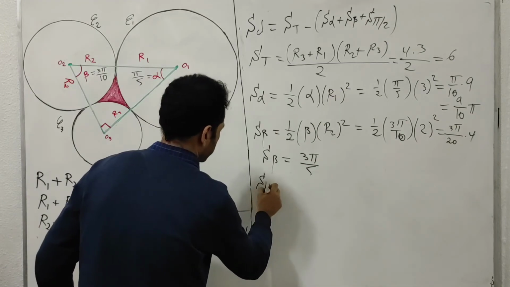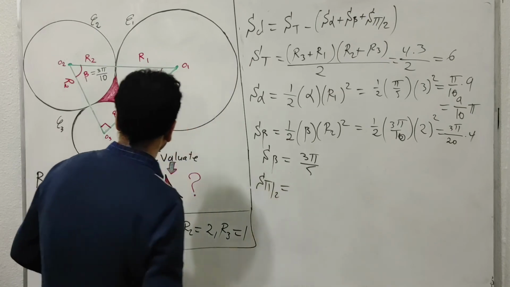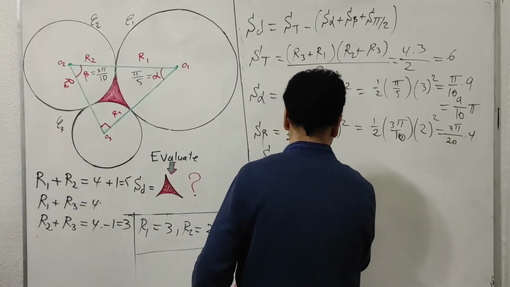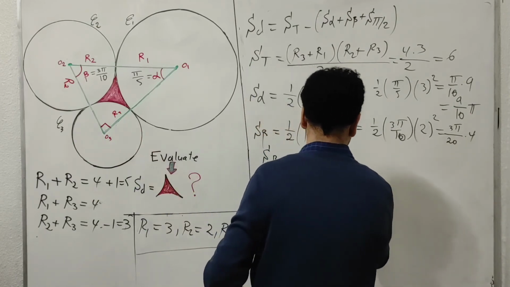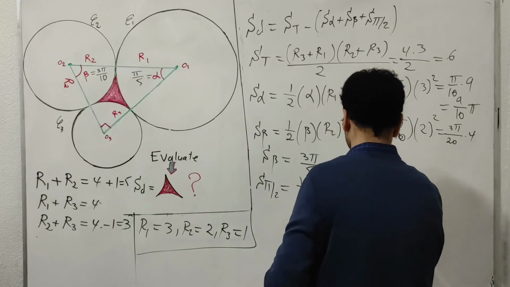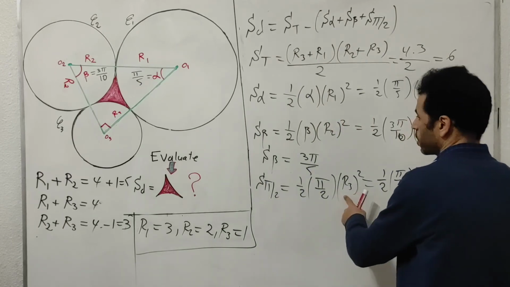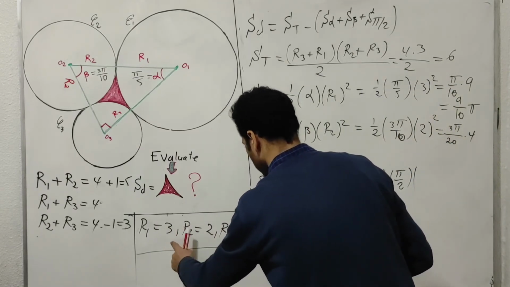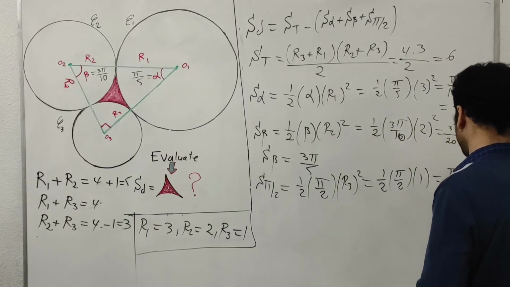For the area of S pi over 2, equal to half multiplied by this angle, which is pi over 2, multiplied by this radius R3 squared. It's giving us half pi over 2 multiplied by R3 squared. R3 we found equal to 1. This one simply is giving us pi over 4.